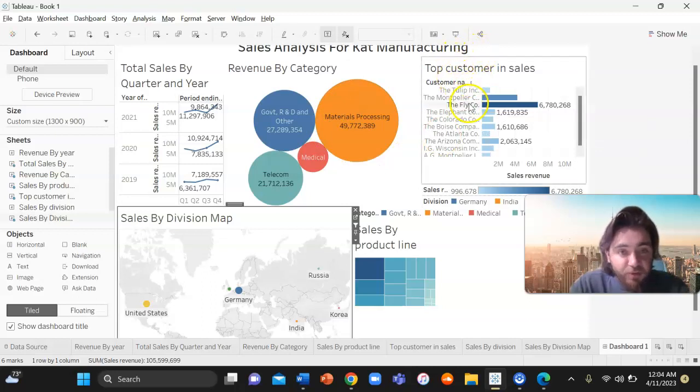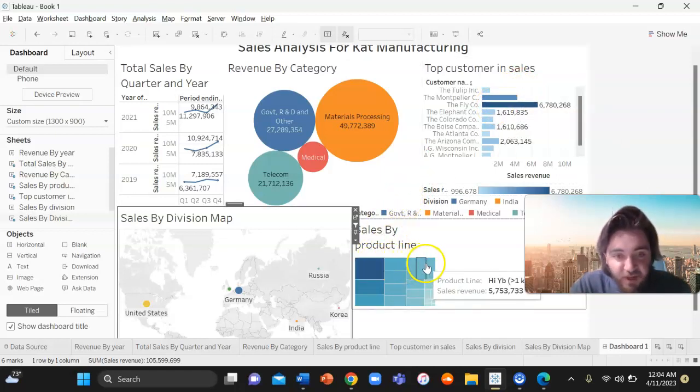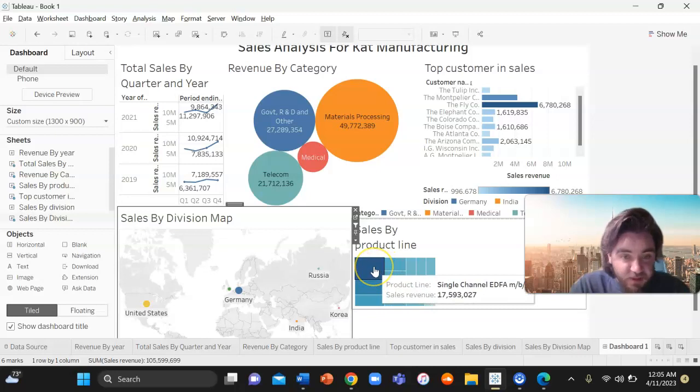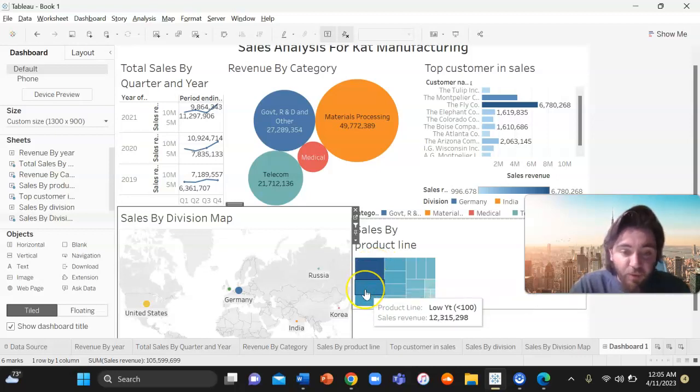Top customers and sales, of course, we see that the Fly Company by far exceeds everything else, which shows that we should really have some interest in the Fly Company. And of course, we have the sales by product line, which is easy enough to read and interpret, meaning that we can see what product lines are bringing the most sales revenue. And of course, we see that the single channel EDFA is bringing in by far the most, by over 5 million more than Low IT.